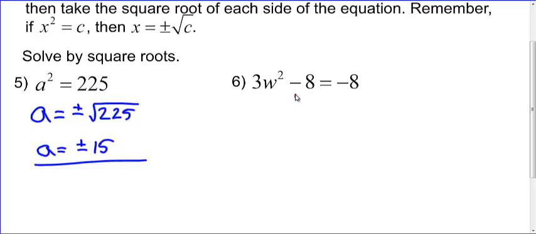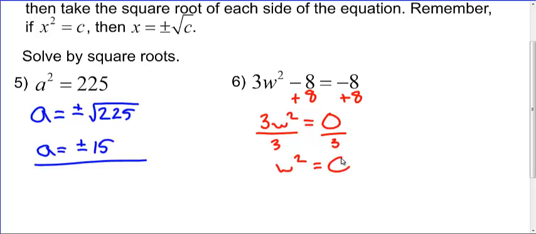All right, so let's look at number 6. I'm going to add 8 to each side so that I can, again, I'm trying to isolate w squared before I get too far here. So 3w squared will equal 0. Divide by 3, and w squared then would be 0.